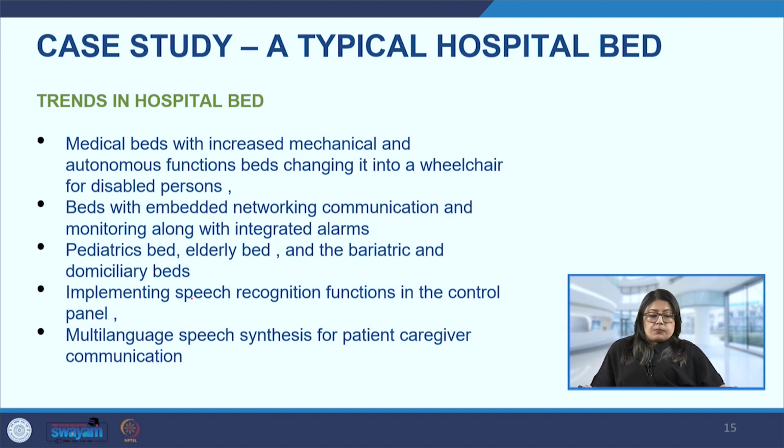Also implementing speech recognition functions in the control panel, that is another need that has been identified. And also multi-language speech synthesis for patient caregiver communication. It's not always necessary that the same language will be understood by the patient and the caregiver. So this multi-language speech panel will also help in better communication and conveying of any discomfort or any other problem that the patient is going through.